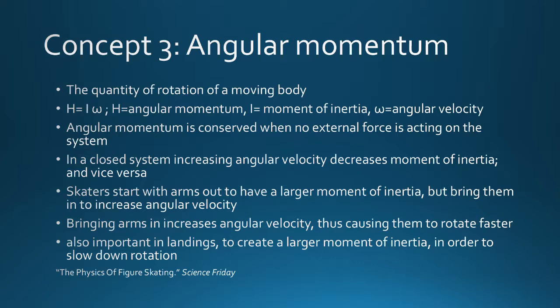This creates faster spins. On exit of the spin, the skater extends arms and legs to increase moment of inertia, allowing them to stick the landing and resist torque. Without angular momentum, landing complex spins would be impossible.